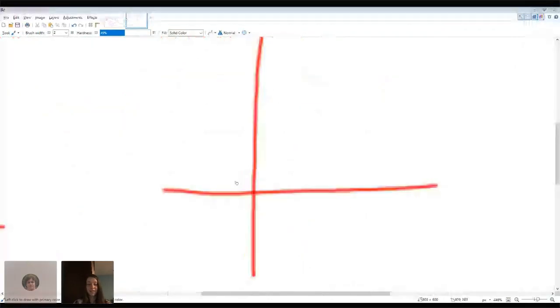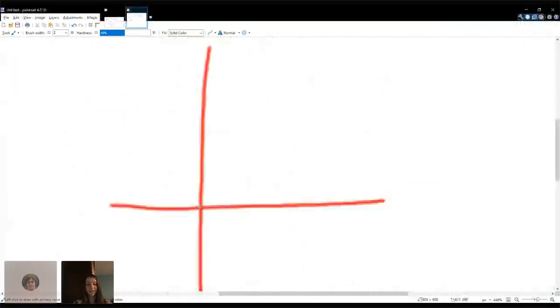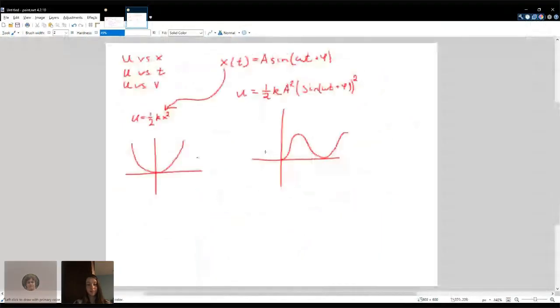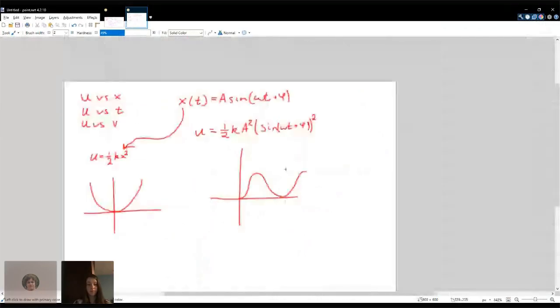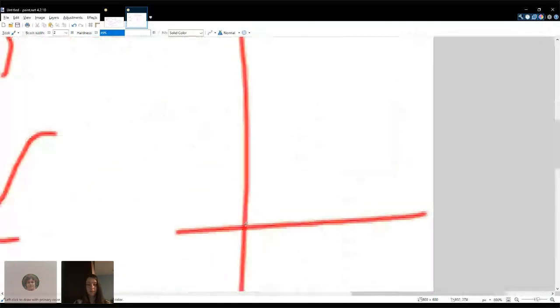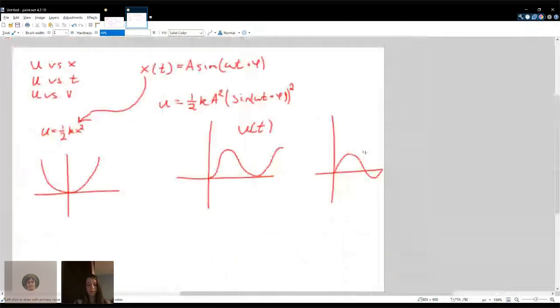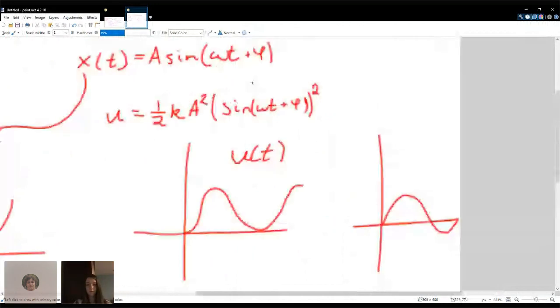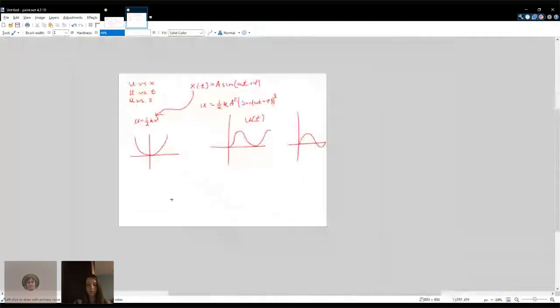Okay, so what this graph ends up looking like is something like that. Notice the difference between x of t versus u of t. This is what x of t would look like, and this is u of t. x of t would actually dip below the t-axis every now and then, but because the quantity is squared, this potential energy will never be negative. And then u versus v.